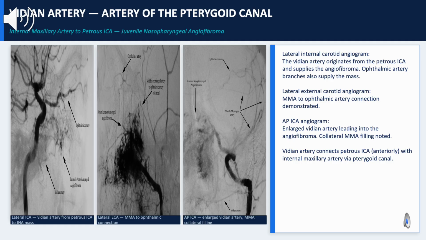The lateral ICA shows the Vidian artery originating from the petrous ICA and entering the tumor. The lateral ECA shows MMA ophthalmic connection. The AP ICA shows the enlarged Vidian artery coursing through the pterygoid canal. JNA is the classic setting for Vidian artery demonstration because these tumors reliably recruit supply from both ICA and ECA, making the pterygoid canal connections visible that are too small to see in normal patients.